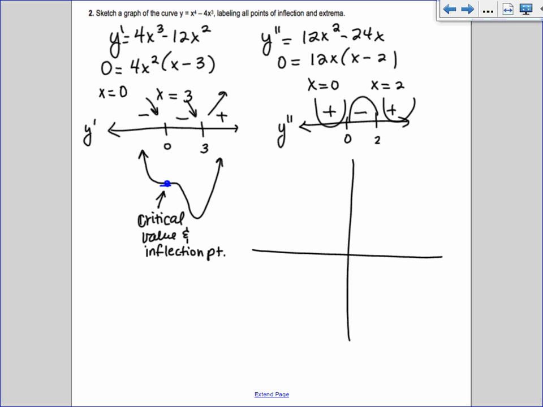So if we graph it, we need to find all these different values. So I need to find f of 0, f of 3, and then I only have one other one, f of 2, right? f of 0, that's easy, it's 0. Right, plugging into the original.